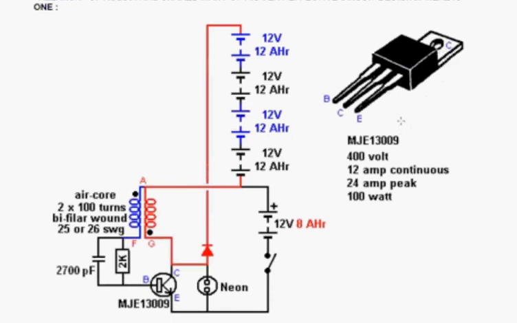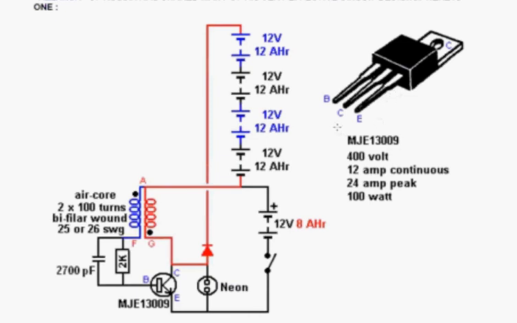Now this is an extremely powerful transistor. It can handle 400 volts. It can handle a continuous current of 12 amps. It can handle 24 amps if you're going to pulse it. And it can dissipate 100 watts. So it's an extremely potent transistor as such.